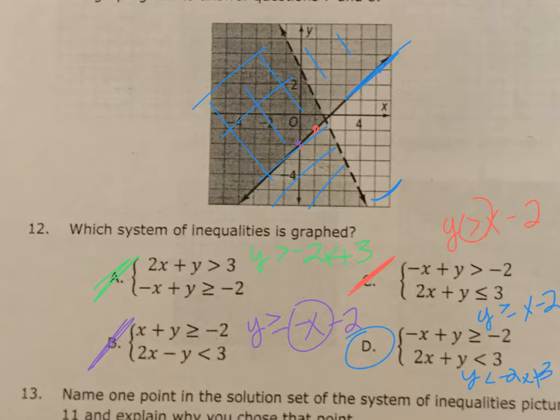Okay, now if you're saying to yourself, why did you not just use 0, 0? Let me show you that. If I put 0 in here, 0 plus 0, 0 is greater than negative 2, true. 0, 0 is less than 3, true. Okay, so there you go. And just one more, if 0 plus 0 is greater than negative 2, that's true.